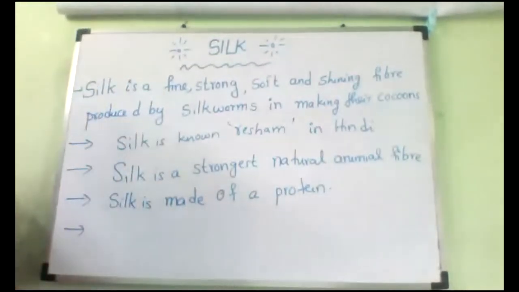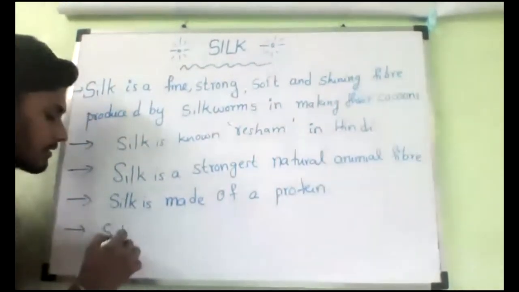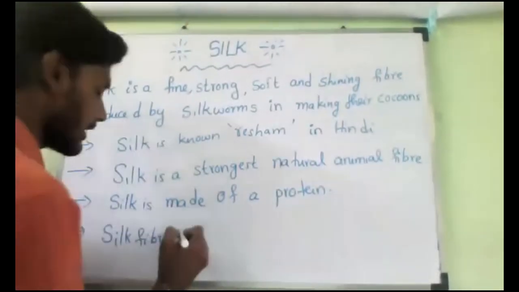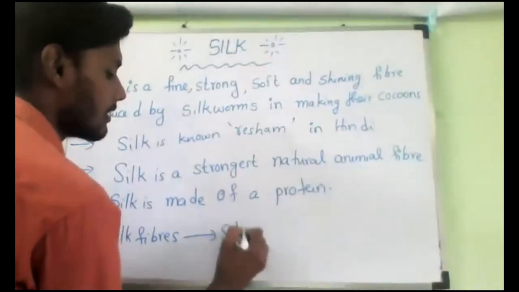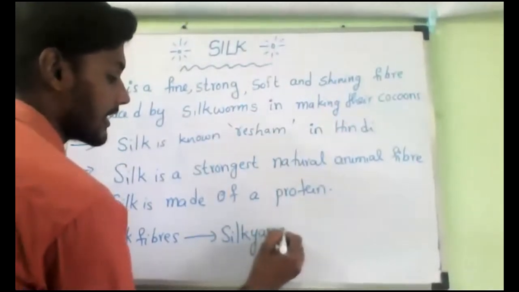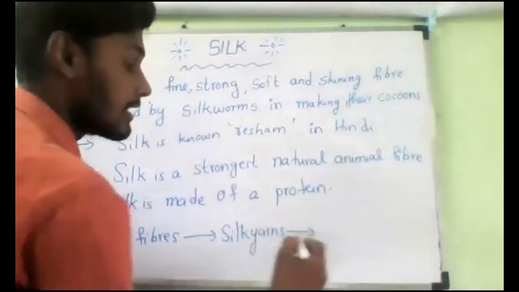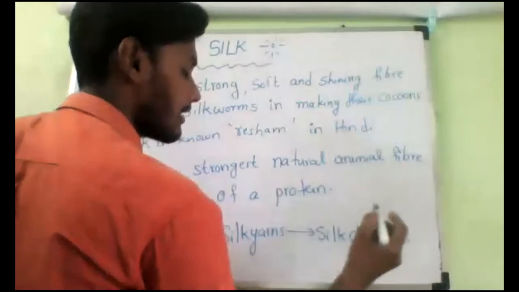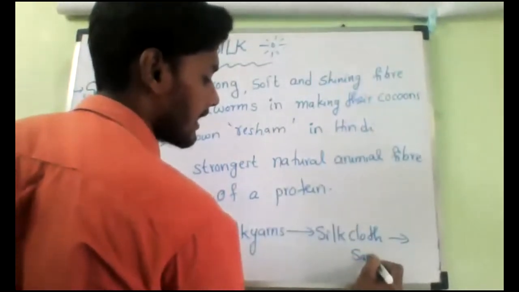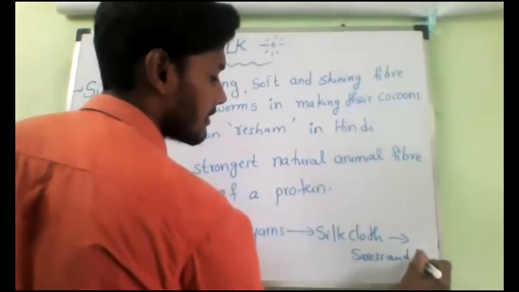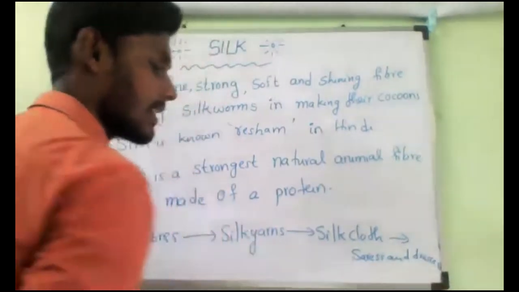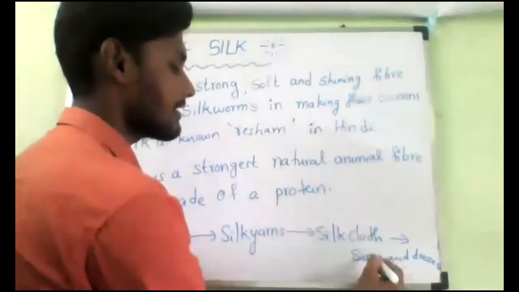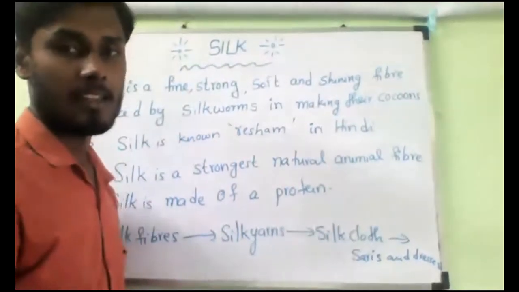If you observe here, silk fibers are converted into silk yarns, which are threads. This silk yarn is converted into silk cloth. Later, silk cloth can be used to make saris and dresses. Spelling of saris: S-A-R-I-S. Saris and dresses.